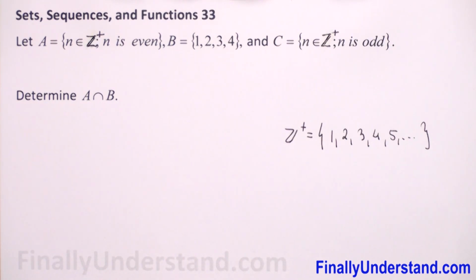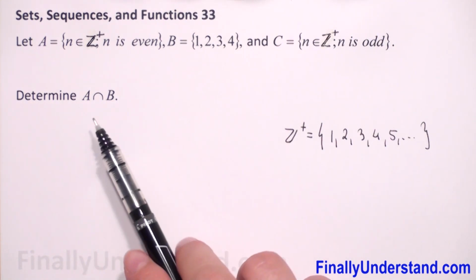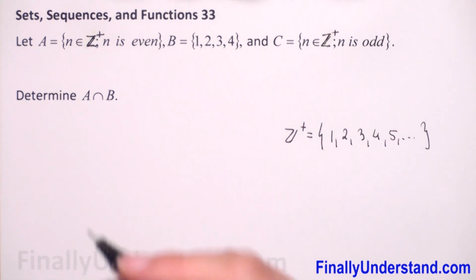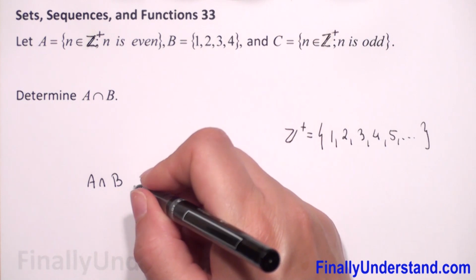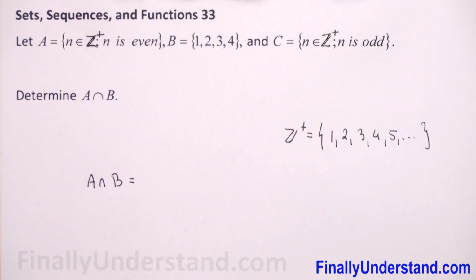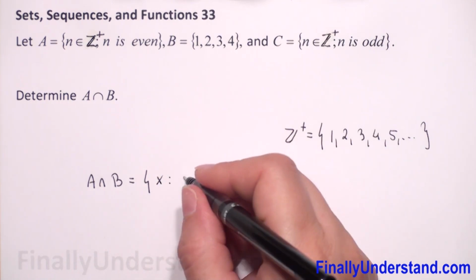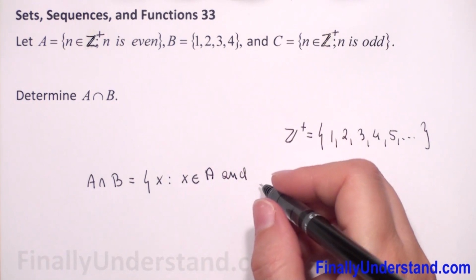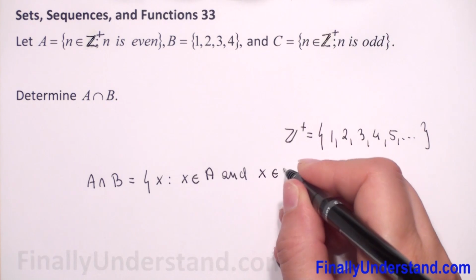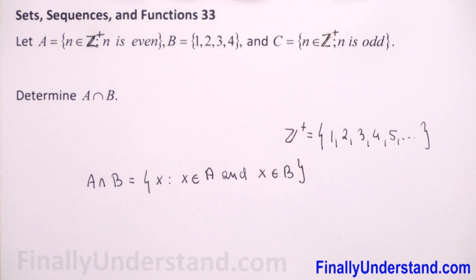So first, let me remind you the definition of intersection of sets A and B. In some books we have called this the product of sets A and B. So the definition of intersection of sets A and B: the set of elements which belong to both A and B. So we have X such that X belongs to A and X belongs to B. So this is our definition.